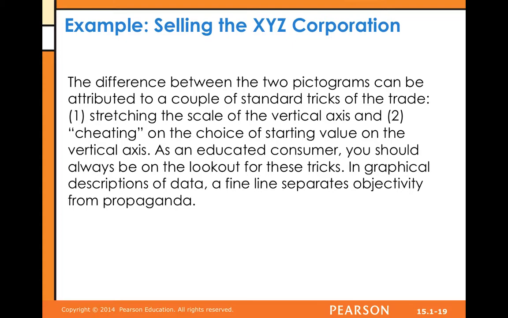So, in other words, the difference between the two pictograms can be attributed to a couple of standard tricks in the manipulation trade: stretching the scale of the vertical axis and cheating on the choice of the starting value on the vertical axis. So rather than starting at 0, the first pictogram started at, say, 55. As an educated consumer, you should always be on the lookout for these tricks. You will see this kind of trick all the time if you look for it. So in graphical descriptions of data, a fine line separates doing a good job of presenting the data from, let's say, propaganda, of misleading even without lying.